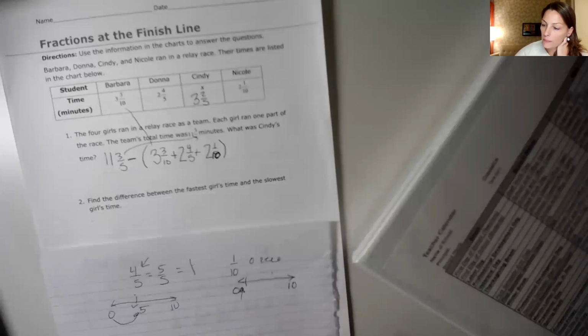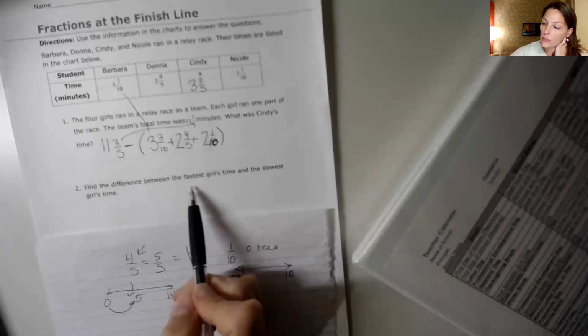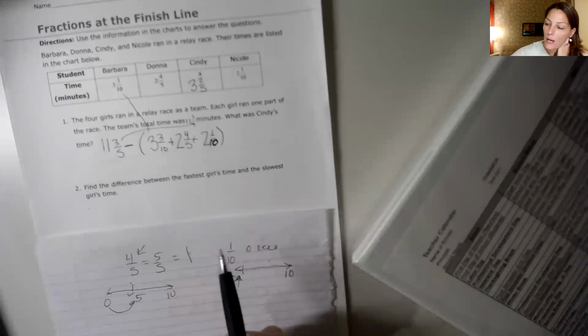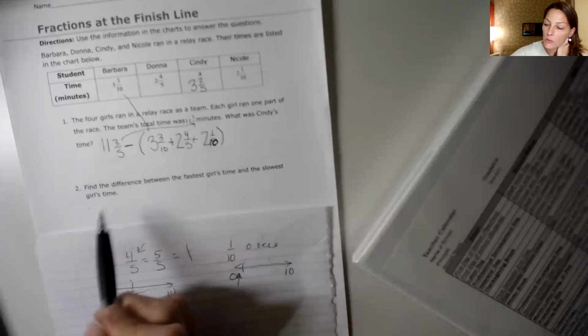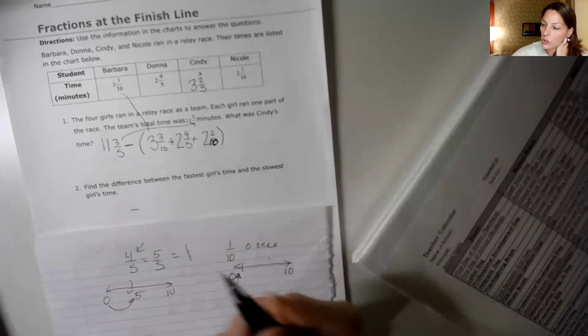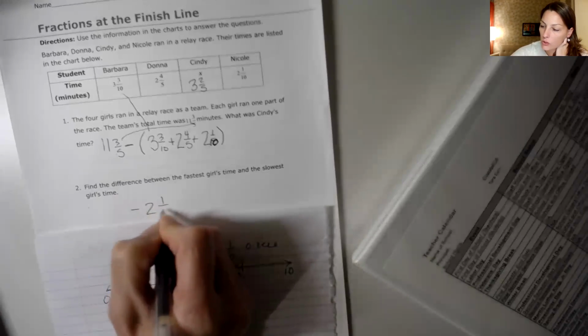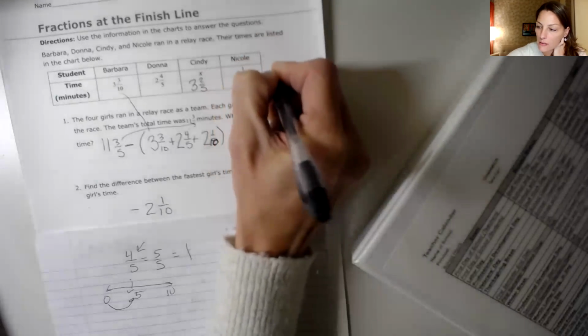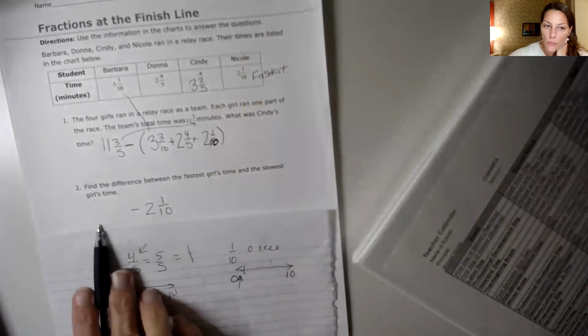Okay, so it wants us to find the difference between the fastest girl and the slowest girl. I know that the higher number is going to go first. So I'm going to subtract out Nicole's time, which is 2 1/10. We've determined she's the fastest girl. Sorry, it's a little blurry. So I'm going to find out what I'm going to subtract from.